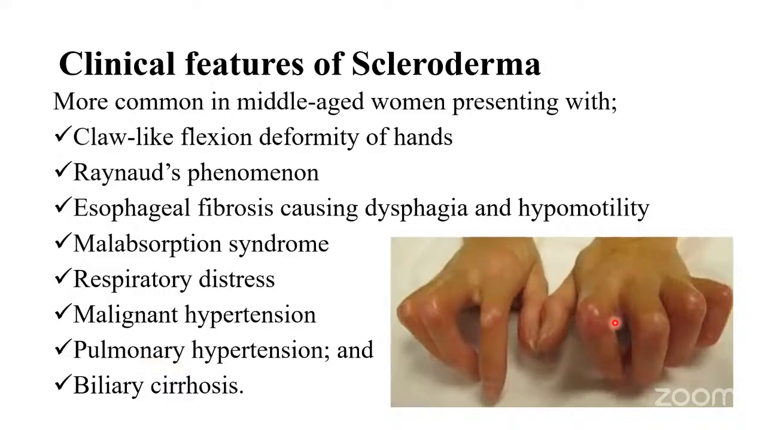This one is not rheumatoid arthritis. It is scleroderma. And you can see it's affecting the muscle, not the joints. You can see that these inflammations are on the joints, yes, but they're not affecting the joints, the bones themselves, as arthritis does. This is affecting the muscles. And you can see that there is a claw-like flexion deformity on the hands, then Raynaud phenomenon, bluing of the tips of the fingers, esophageal fibrosis, malabsorption syndrome, respiratory distress, malignant hypertension, pulmonary hypertension, and biliary cirrhosis.